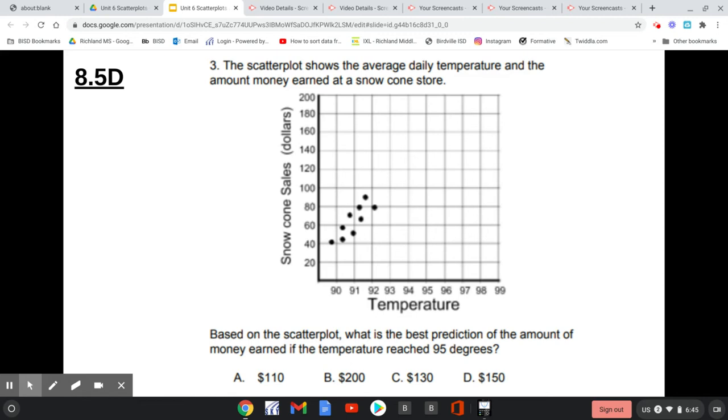So we're going to try to predict what this says here. The scatter plot shows the average daily temperature and the amount of money earned at a snow cone store. Based on the scatter plot, what is the best prediction of the amount of money earned if the temperature reached 95 degrees? So that's what we're looking for. Here's our temperature. So I'm going to draw a line up at 95 degrees.